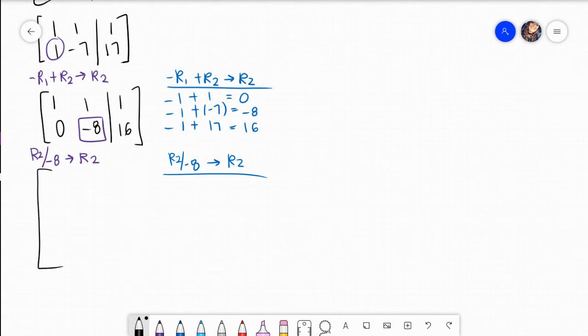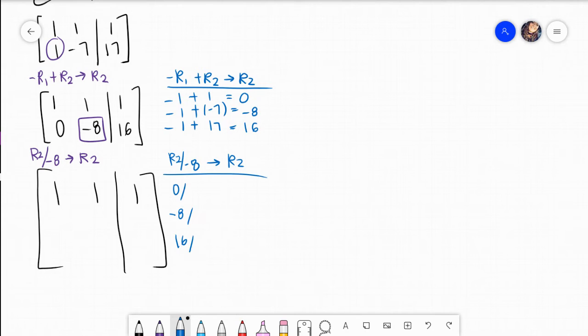Let's go ahead and draw our matrix. I noticed that row 2 is the only one changing. Row 1 is not. Let's do this math. Row 2 is 0, -8, and 16, correct? Let's divide that by -8. This is going to equal my new row 2.